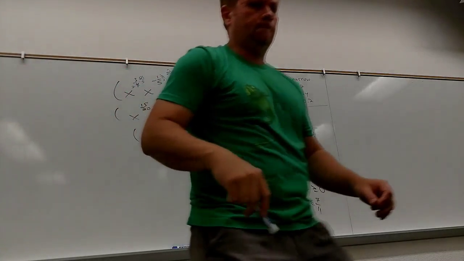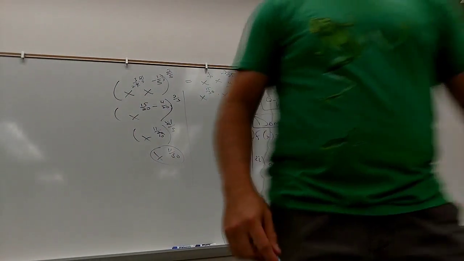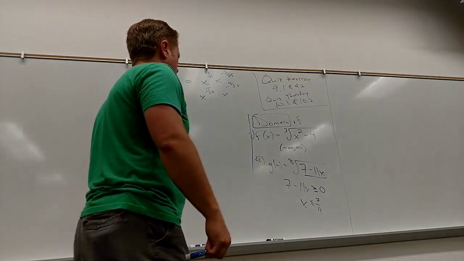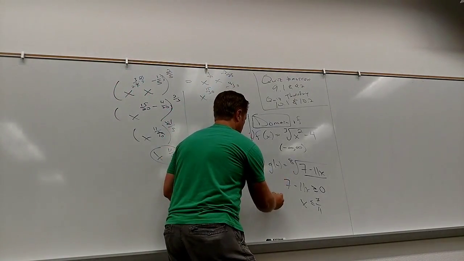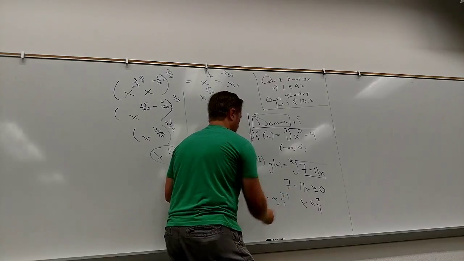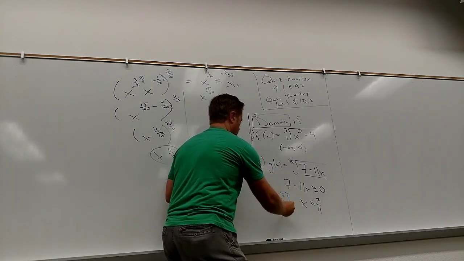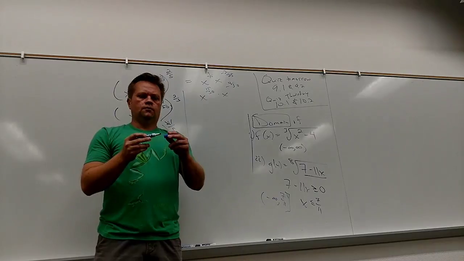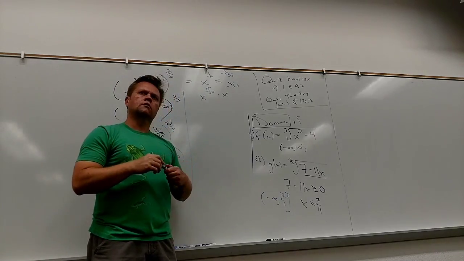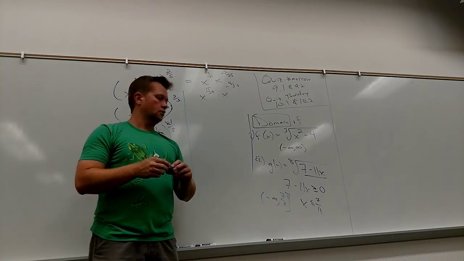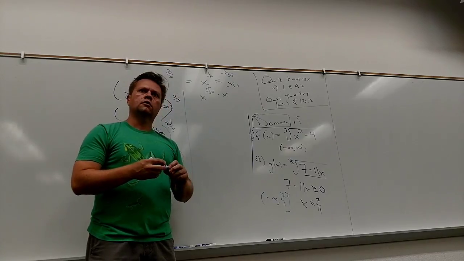What's the domain on g of x? So if you wanted to, you can write it as negative infinity up to 7/11ths, inclusive. So I don't understand. If we say 7 minus 11x greater than or equal to 0, and then x is less than or equal to 7/11.